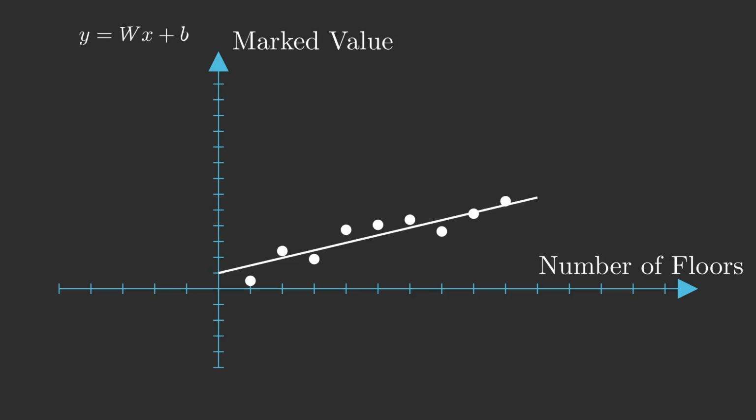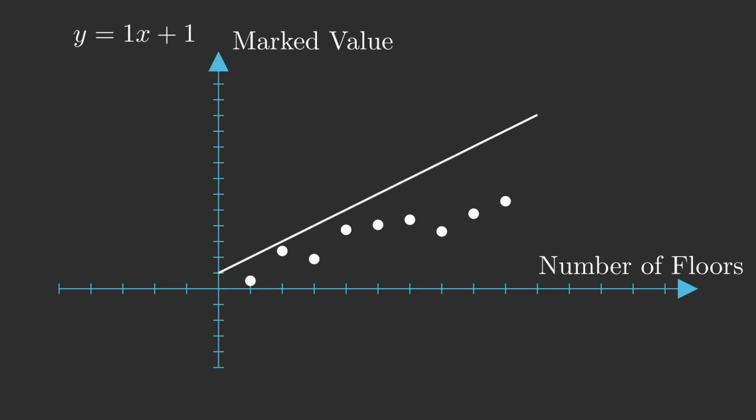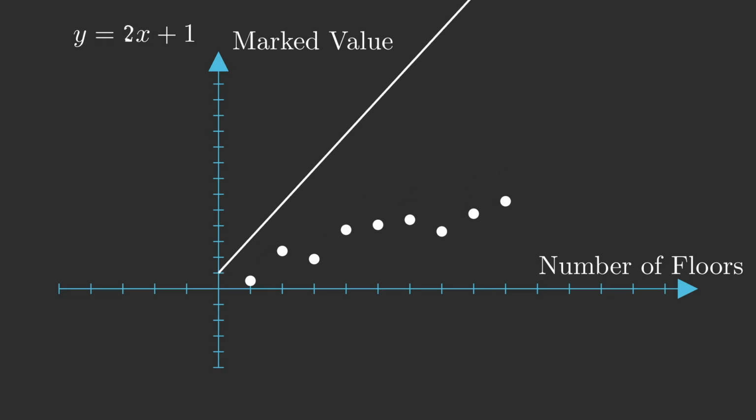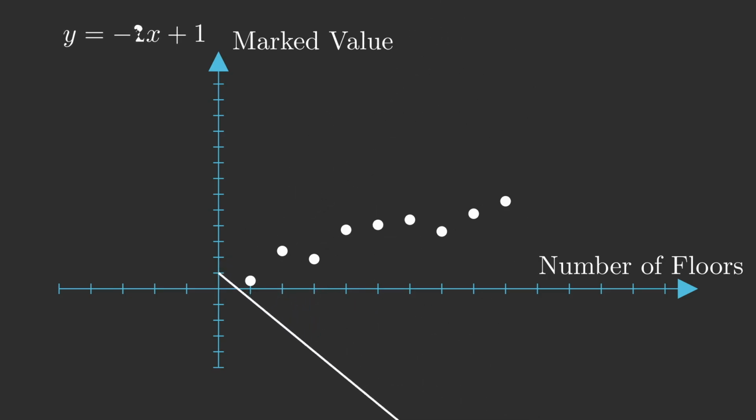Instead, let's analyze what happens if we change w and b. If w is 0, we will always get b for the market value, meaning the number of floors has no influence on the market value itself. If we increase w, we imply that the number of floors is proportional to the market value. Here the absolute value shows the impact on how much more expensive the price gets if we increase the number of floors. If we set w to a negative number, we imply that the market value goes down with an increasing number of floors.